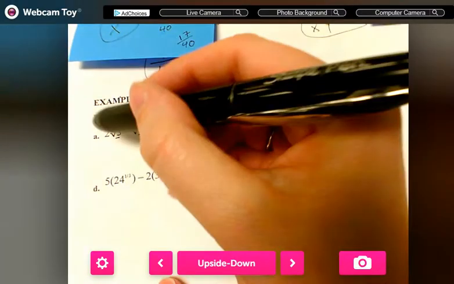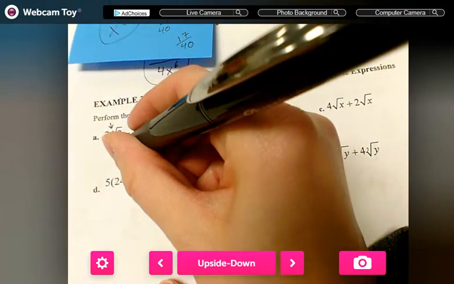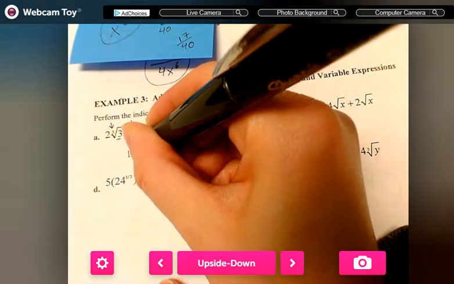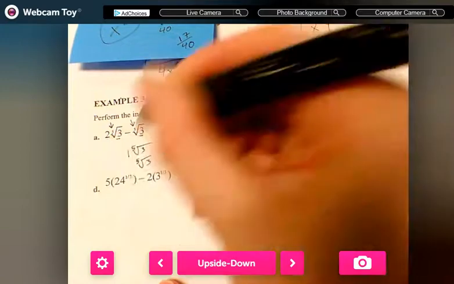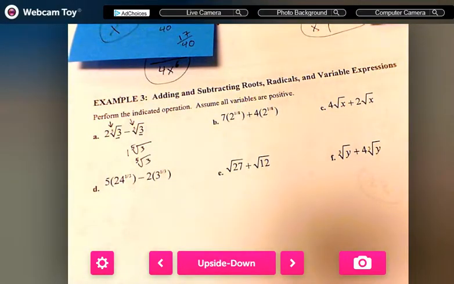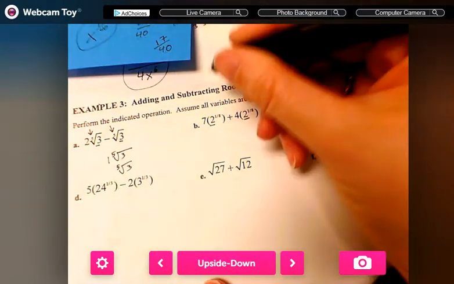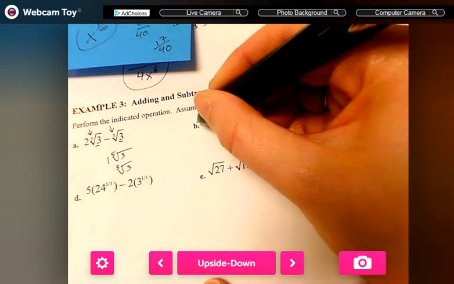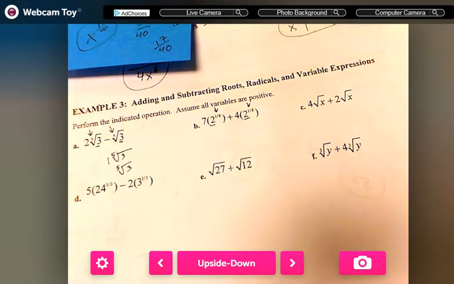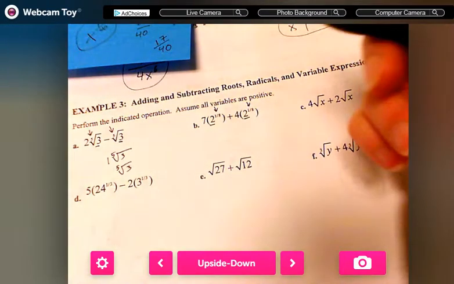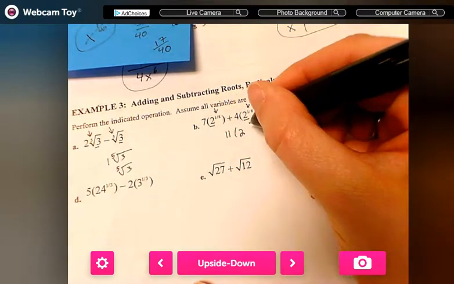So if we go 2 minus 1, we just get 1 to the 5th root 3. That's it. Just subtracting those numbers in front. So B, see how these are both 2? See how these are both to the 1/8? So I'm just looking at the numbers in front. 7 plus 4 is 7, 8, 9, 10, 11. 11 times 2 to the 1/8.